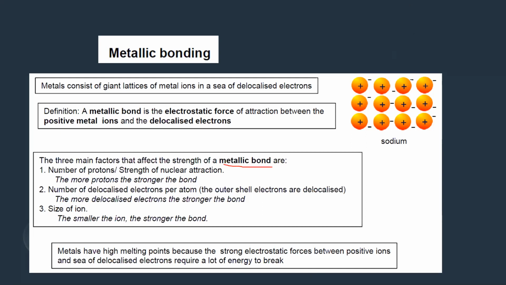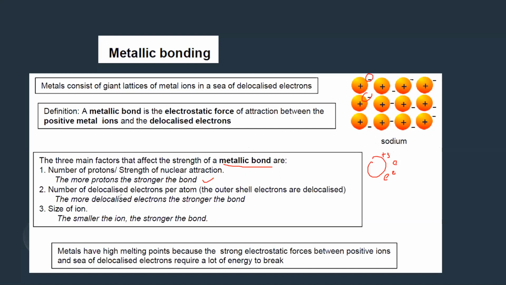Number 1, the number of protons. The greater the number of protons, the stronger the metallic bond. Number 2, the number of delocalized electrons per atom. As you can see, sodium has one delocalized electron per atom. But if I take aluminum, aluminum is +3, so more protons are there, and 3 delocalized electrons. So a stronger force will be there.